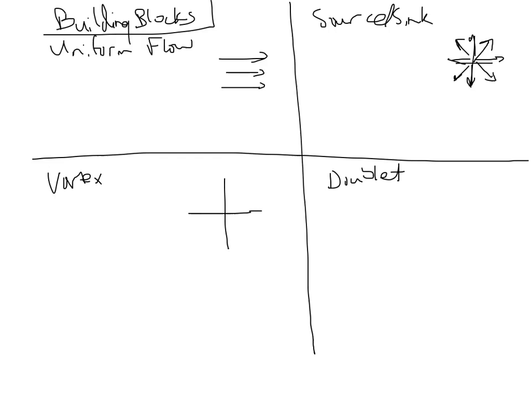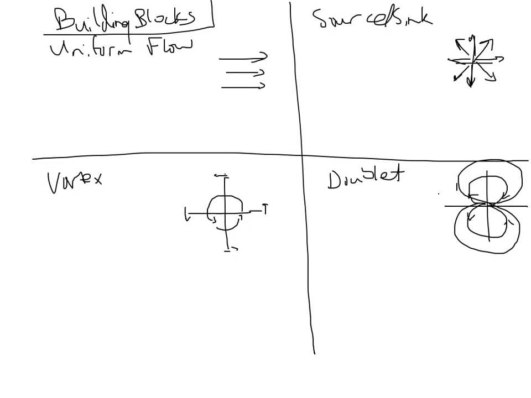Vortex represents flow around the origin with higher velocities near the origin and lower velocities as you get further away. And finally, the doublet is superposition of a source and a sink, or two counter-rotating vortexes that creates a figure eight pattern that is then nested like so.